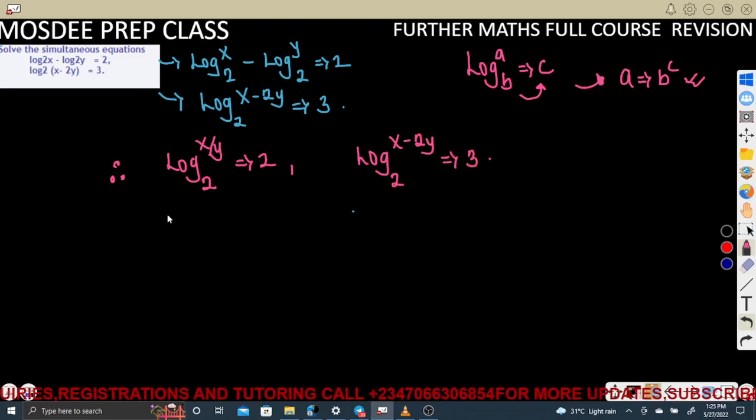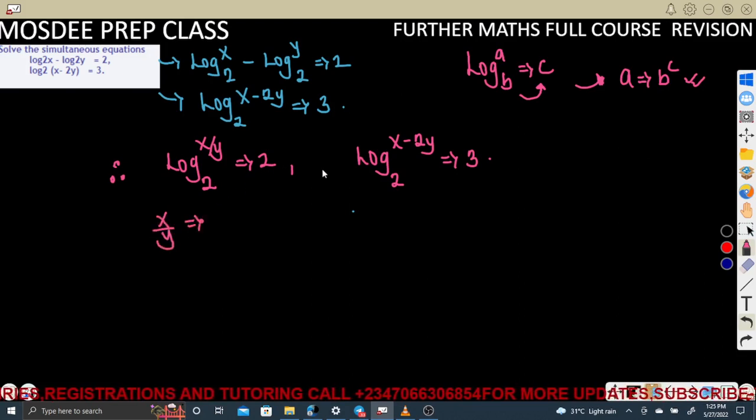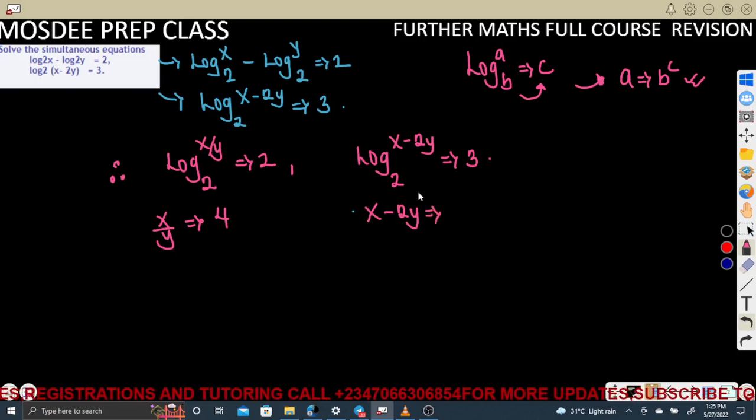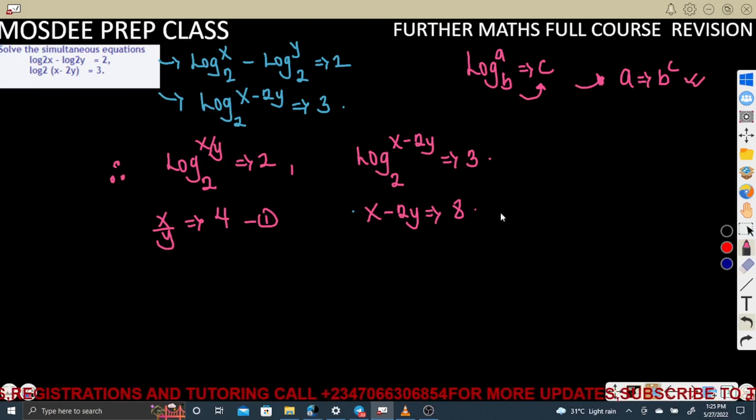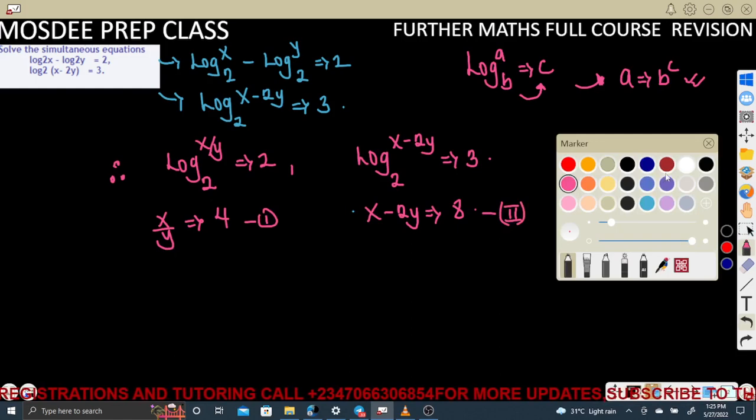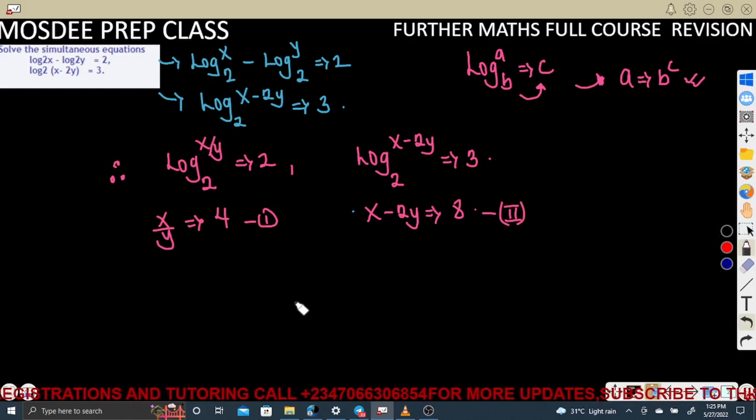So obeying the law, this will give you x over y equals 2 raised to power 2, which is 4. And obeying the law here, x minus 2y equals 2 raised to power 3, which is 8. So simplifying the two equations simultaneously, I don't expect teachers or most of our students, I am also a teacher, to have issues with simultaneous equations, especially those doing further mathematics.